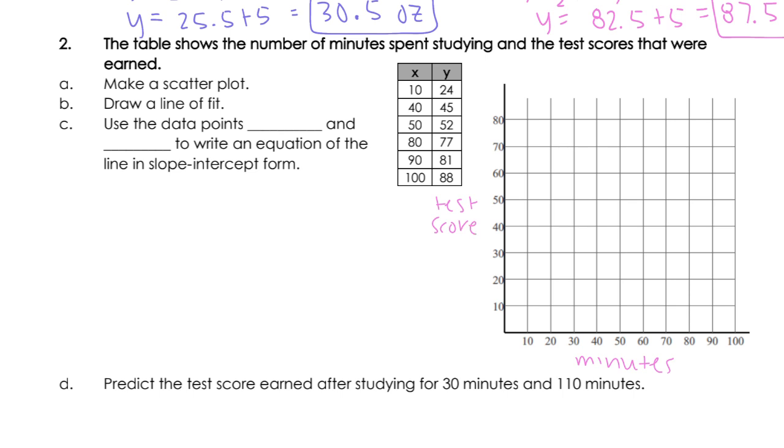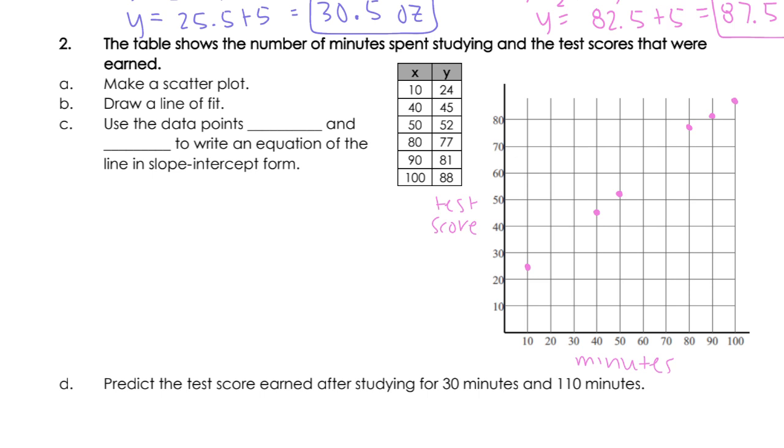Now if I go plot all my points, I have (10, 24) would go about here, (40, 45), (50, 52), (80, 77) would be about here, (90, 81), and then (100, 88) would be up here.